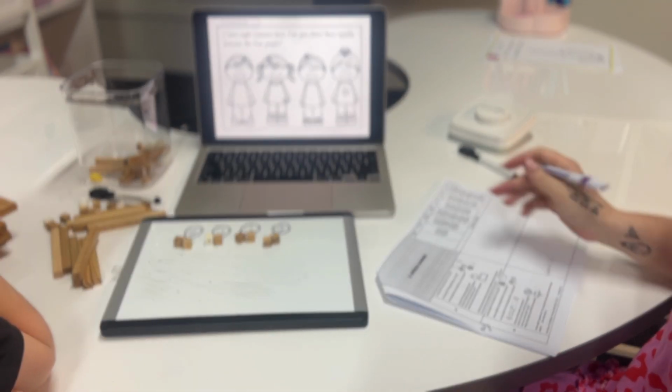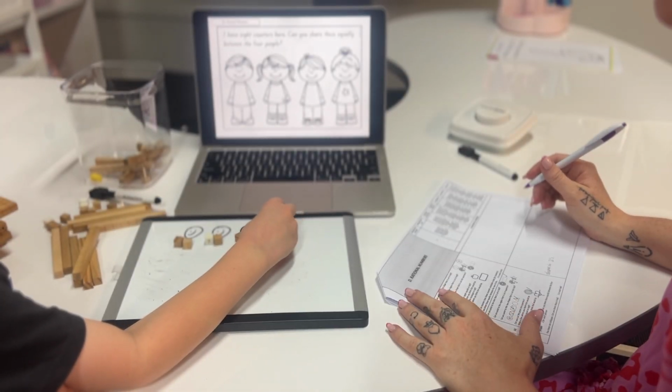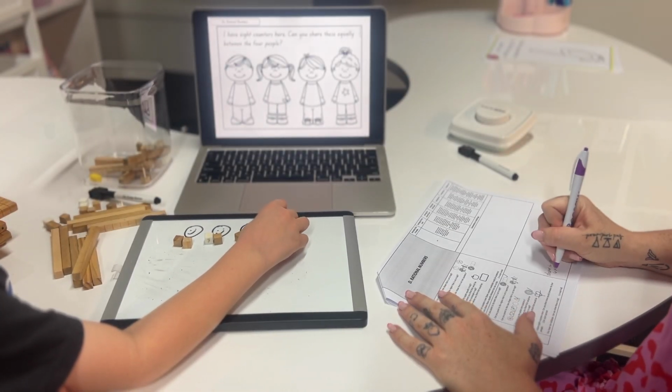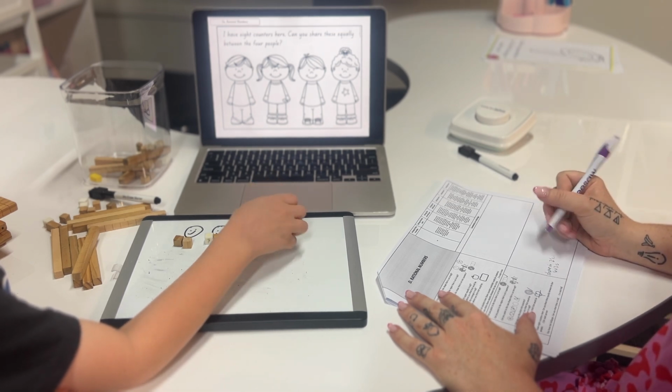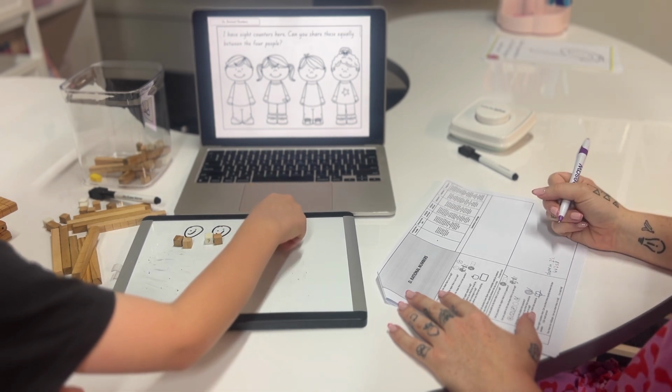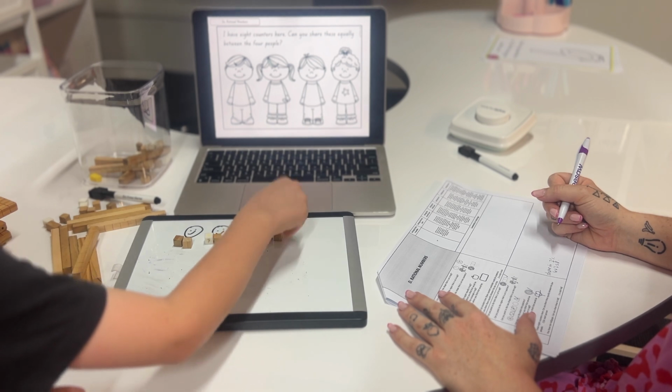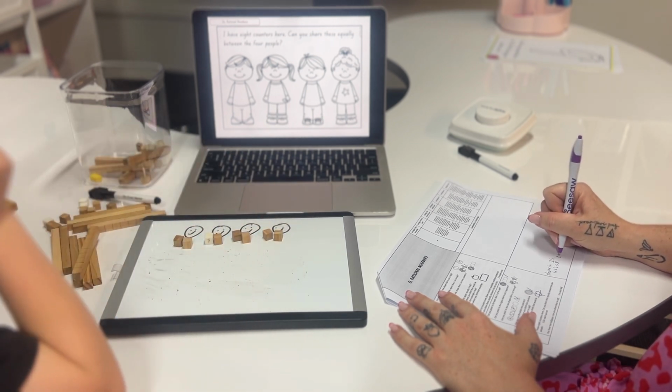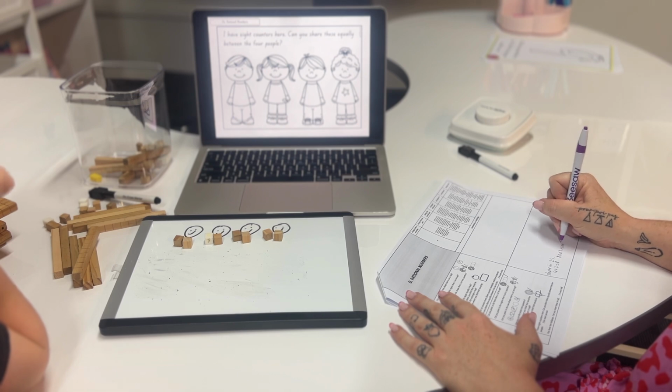You did that super fast. How did you know to do it like that? Because I was just thinking what 4 times 2 is. Because there's 4 people and there's 8 blocks. Because the 8 is a 2 number. Oh my gosh. 8 is a 2 number. That is super awesome thinking.